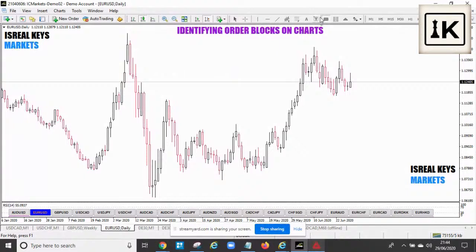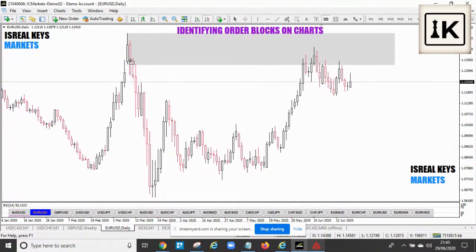So if it is a drop, we're looking to identify a bearish order block. And as you can see, this candle, the bullish candle before the drop, extend it out and just wait for price to come back and do its magic into that level. Okay, and as you can see, price dropped.